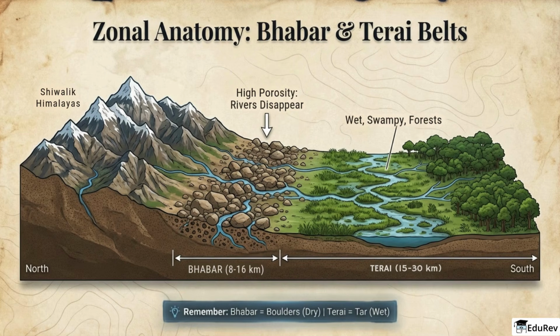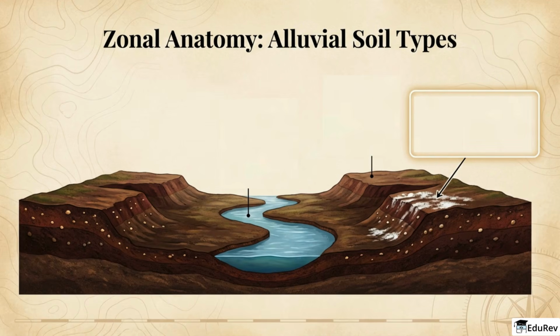The memory line is simple and accurate. Bhabar equals boulders and dry. Terai equals tar and wet. Now we shift from belts to soils, still within alluvial zoning. 2 alluvial soil types are highlighted.